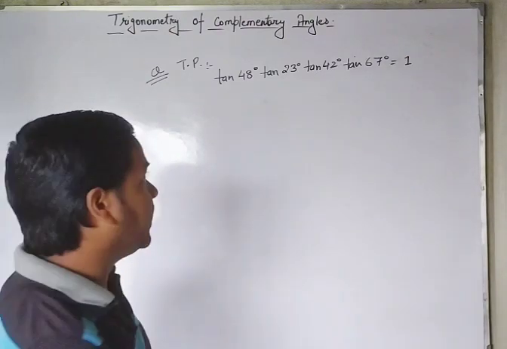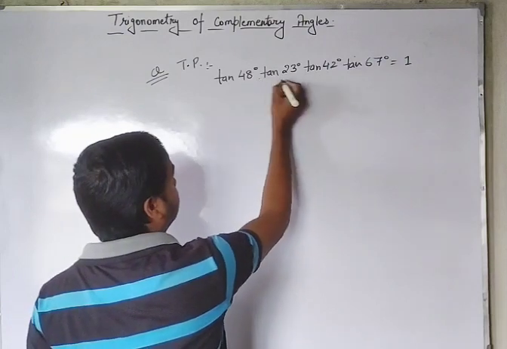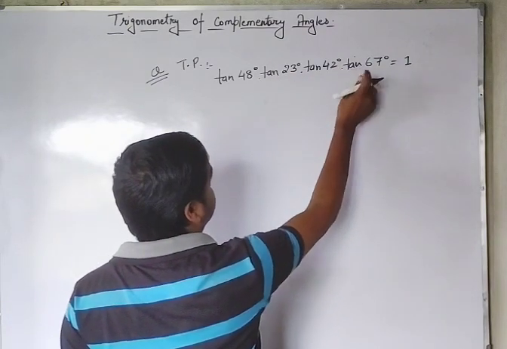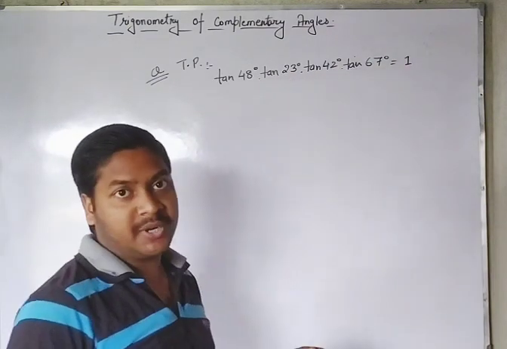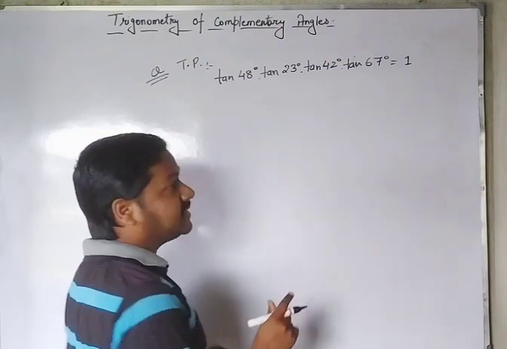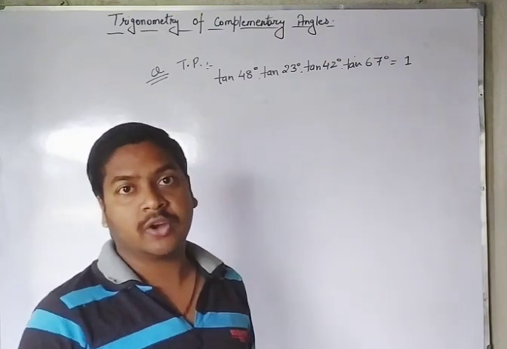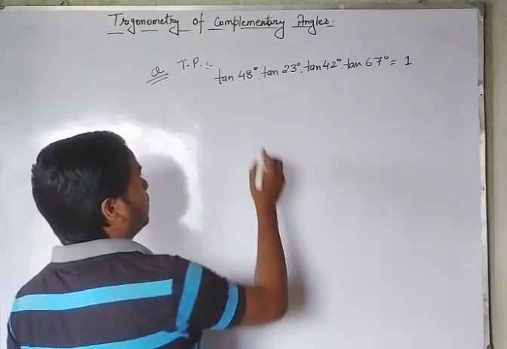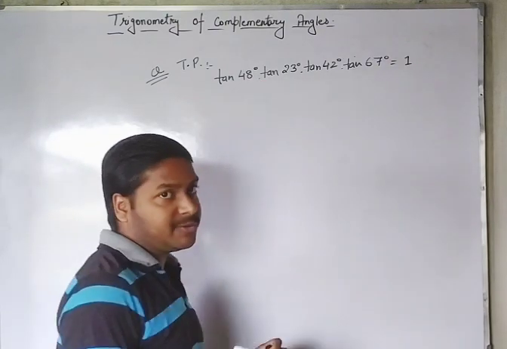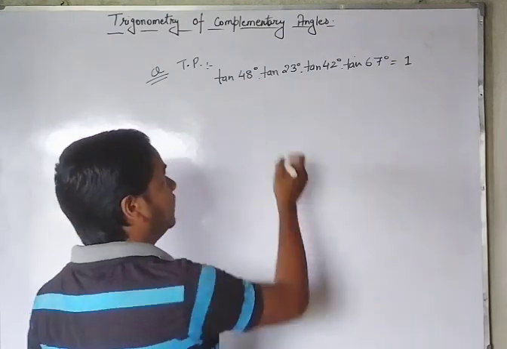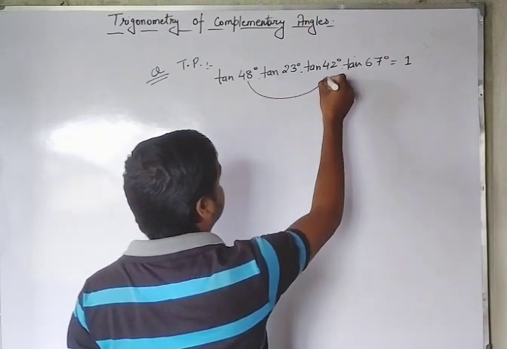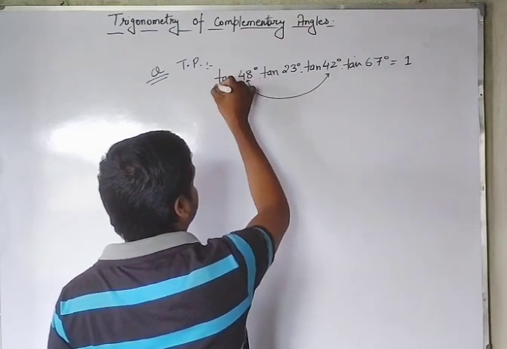Since there is no sign in between, all of these are multiplied with each other. So we will see which two angles on adding will be complementary. 48 plus 23 will not give us 90 degrees, so we will check another: 48 plus 42. These two angles will give us 90.